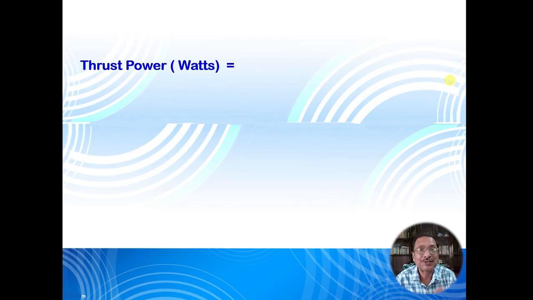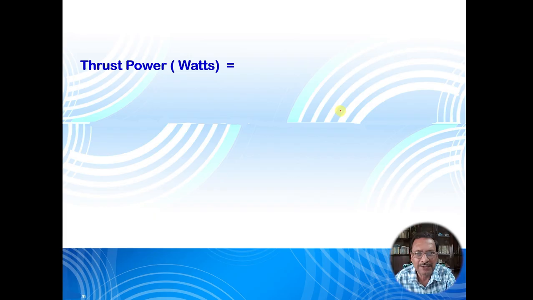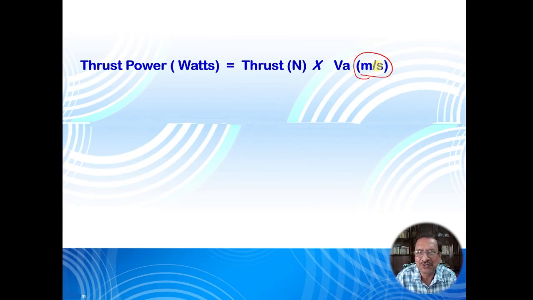Thrust power. In the power chapter of my first video on my channel, we had discussed the thrust power, wherein we saw that the propeller efficiency is expressed by the thrust power divided by the delivered power. This was one formula in the power chapter. However, here the formula is slightly different. Here the formula is thrust in newtons into speed of advance in meters per second. Please note this. This is where a lot of mistakes are made.